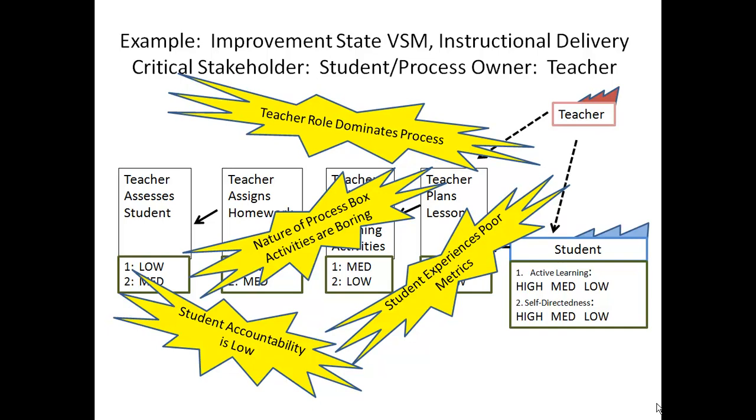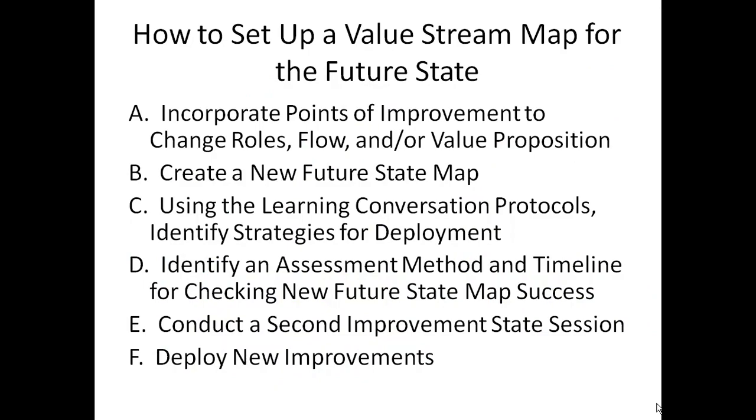Another one of our points of learning here, points of improvement, is that we see student accountability is really low. And also if we actually look at what's happening in those process boxes, some of the activities are pretty boring from the viewpoint of the critical stakeholder, the student. So what can we do to change this up? Well, these are all of our points of improvement. So now we can move to creating a future state map.